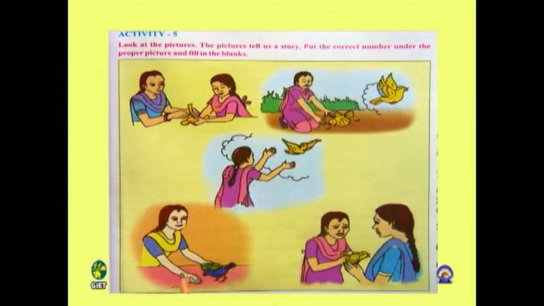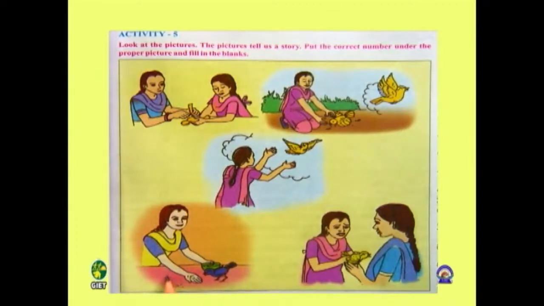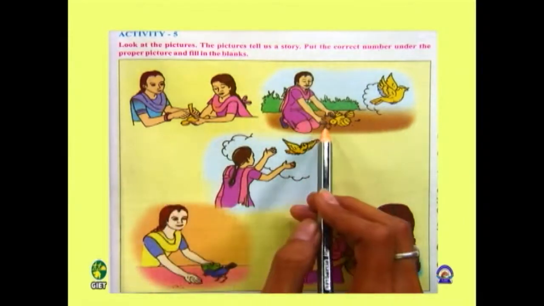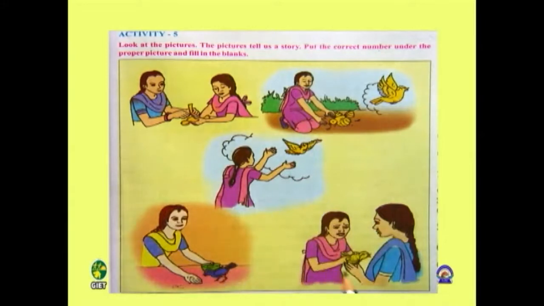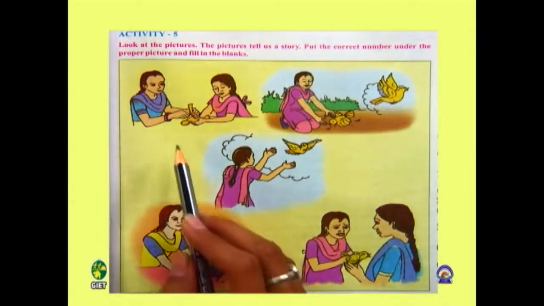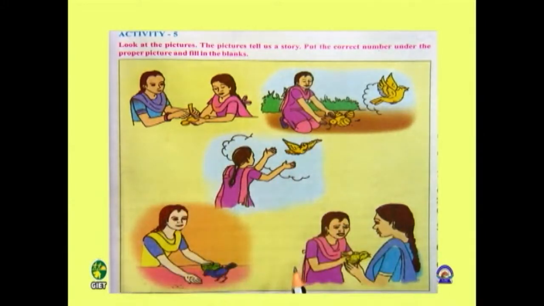Let's see the fourth picture. In this picture, a girl is taking care of the bird. And in the fifth picture, we can see that a girl is showing a wounded bird to her mother. So here we can see these 5 pictures indicate a story. But these pictures are not in proper order.